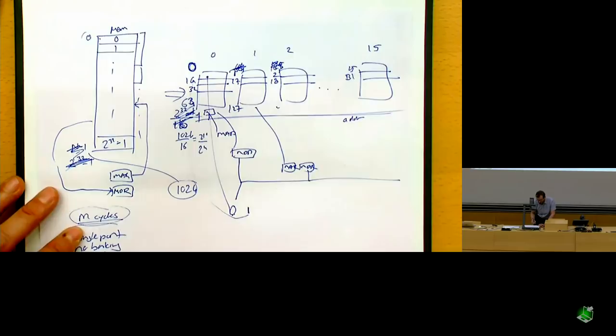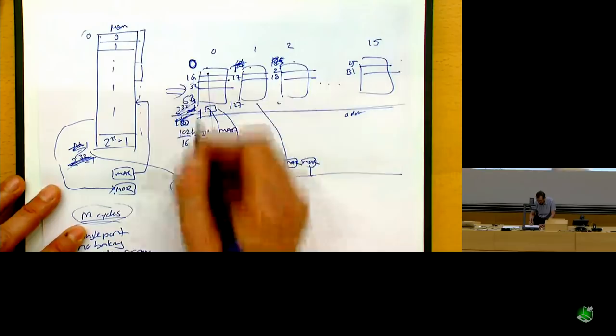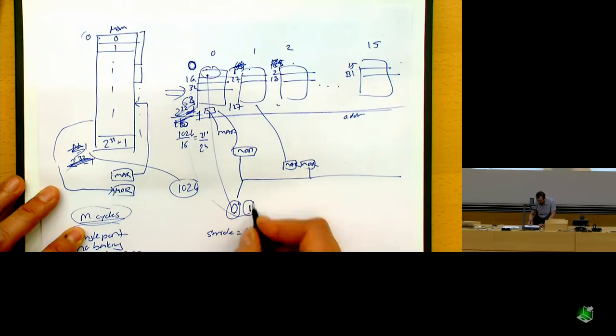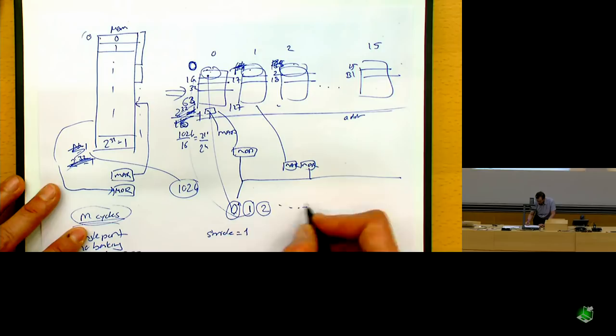If your stride is 1, and consecutive elements are in consecutive banks, in the first cycle, you can start access to address 0. In the next cycle, you can start access to address 1, which goes to this bank. In the next cycle, you can start access to address 2. And at the 11th cycle, you can start access to address 10. Right.